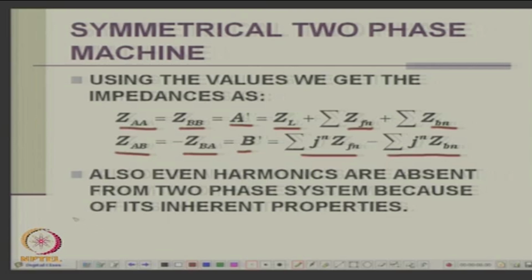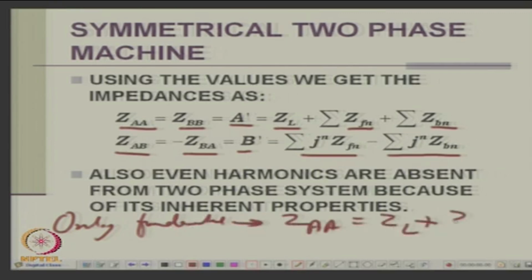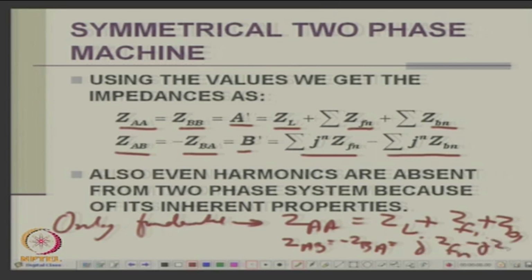That means with only fundamental, your ZAA will be ZL plus ZF1 plus ZB1, isn't it? And ZAB will be minus ZBA, what will it be? n equal to 1, no? So, it will be j times ZFN minus j times ZBN. Okay. So, these will be the impedances, okay. And what does it imply?